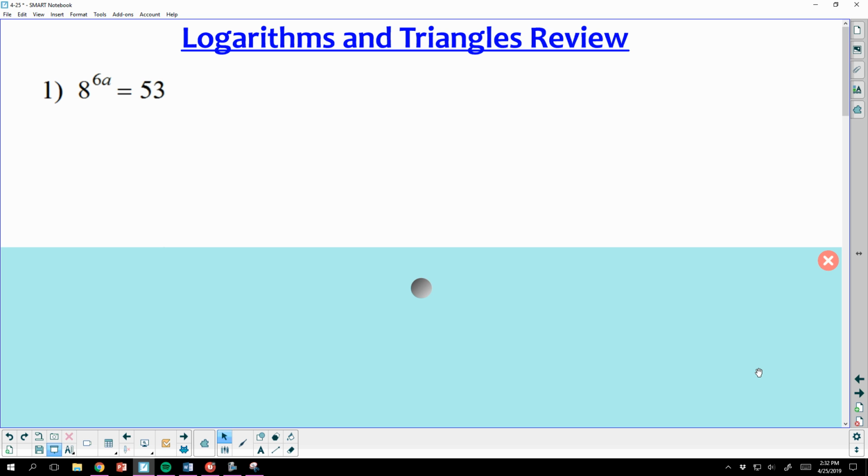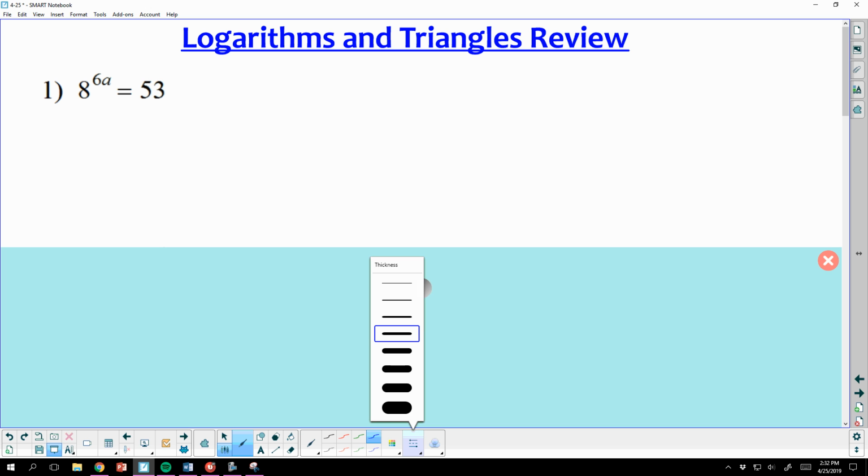All right, so what is the inverse of an exponent? The logarithm, right? The opposite of a logarithm is an exponent. With this equation, we have the variable in the exponent, so we want to undo that exponent. So we're going to take the logarithm of each side.